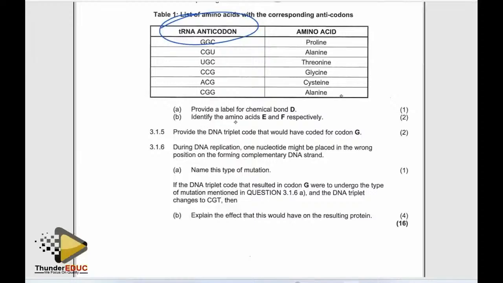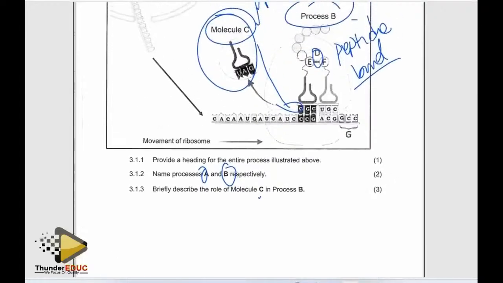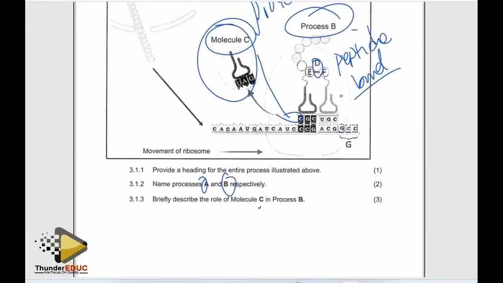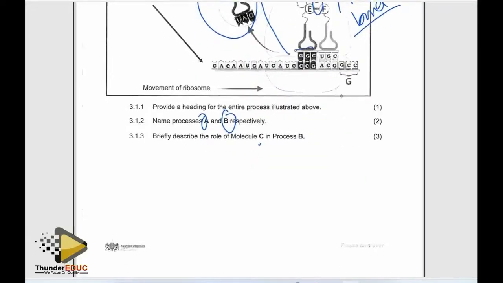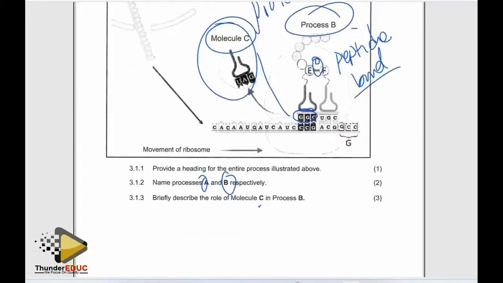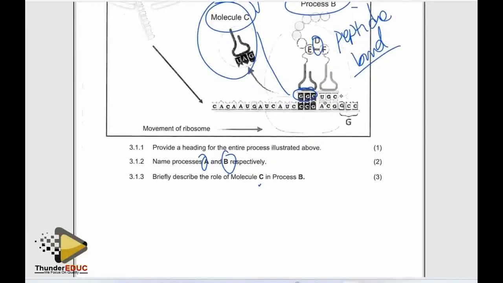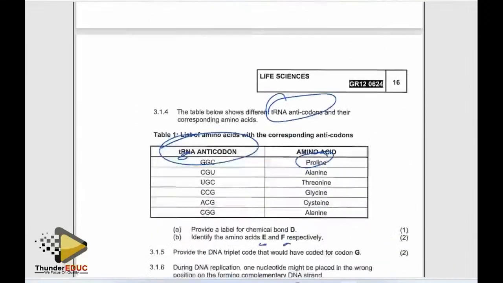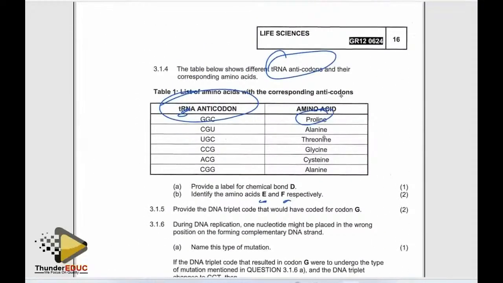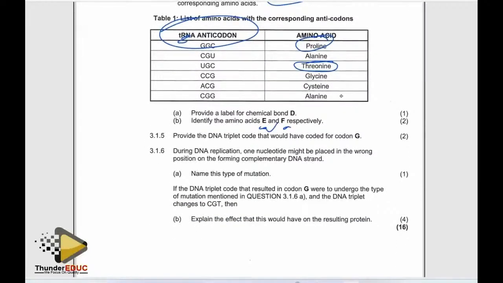Identify the amino acid E and F. When we come back here, we see E. Since E has the transfer RNA already, I'm just going to quote from there. So it is GGC. I quote that because they said this table here is for the transfer RNA. So GGC is proline. So E is proline, and then F is UGC. I come back here, I look for UGC. UGC is threonine. So that is the answer for that.